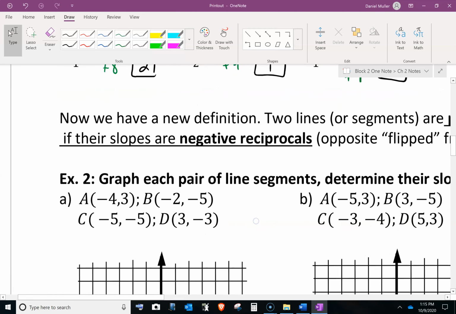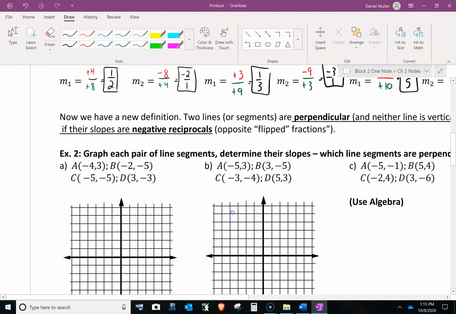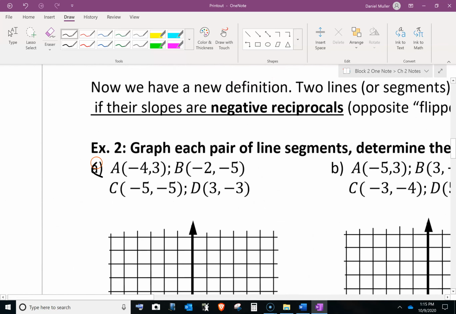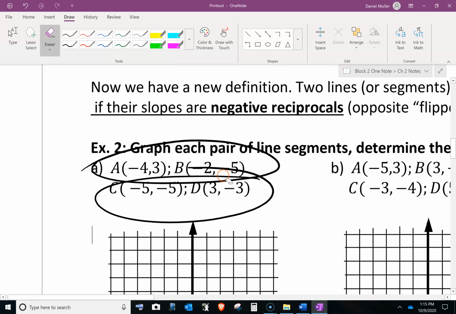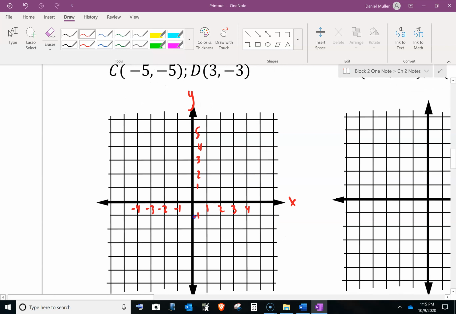Okay, so this one says, example 2, graph each pair of line segments and determine if they are perpendicular. So I'm assuming that these two will go to make one line, and these two, usually it's A and B together, and then C and D. So you should know how to read these by now, how to plot graphs. Just as a reminder though, you can go 1, 2, 3, 4, negative 1, negative 2, negative 3, negative 4, 5, that sort of thing.